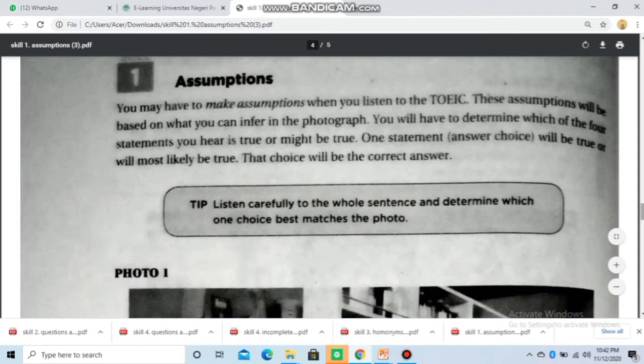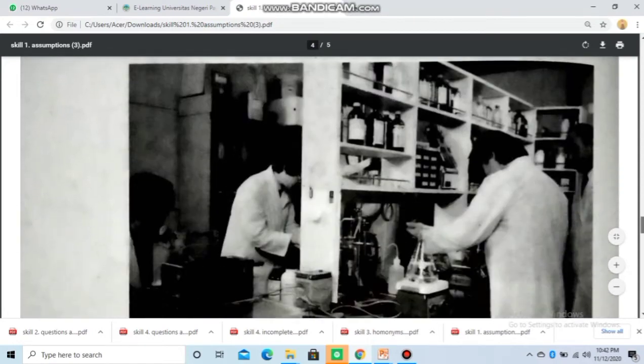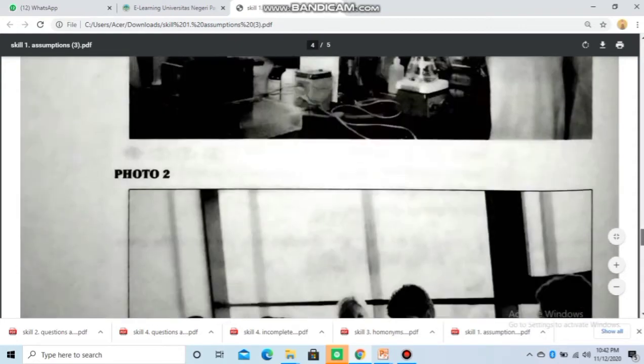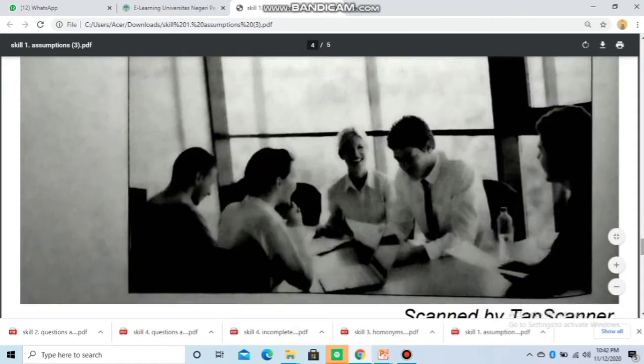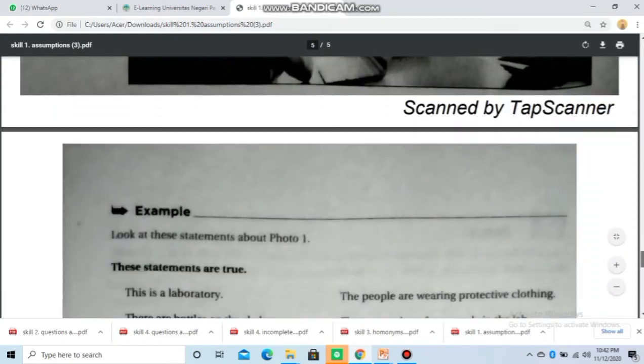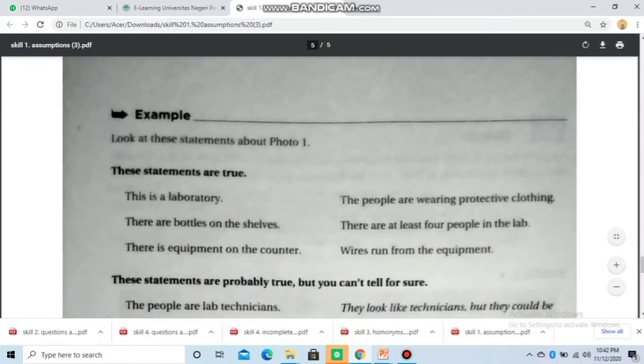Look at photo number 1, and photo number 2. Examples. Look at the statements about photo 1. The statements are true. This is a laboratory.